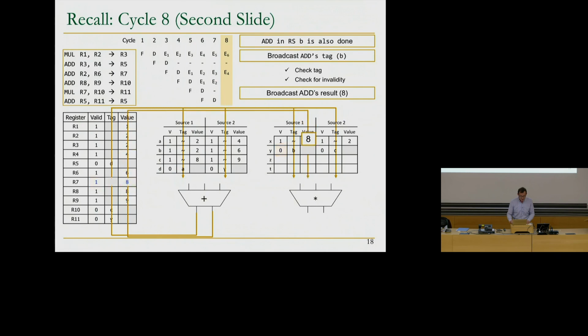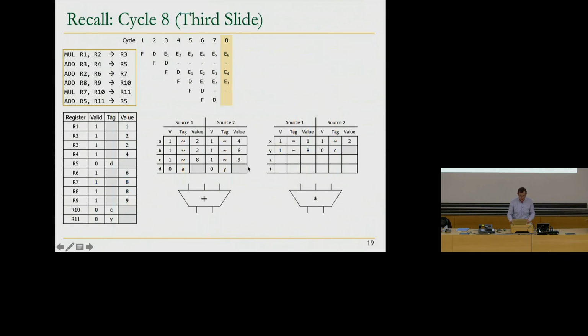And now some of them can start executing. Well, this one still cannot start executing because it's also waiting for C to be broadcast, as you can see, right? Okay. So this is the third thing that happens in cycle 8. Basically, these other instructions keep waiting because their values are not available. Their sources are not available.